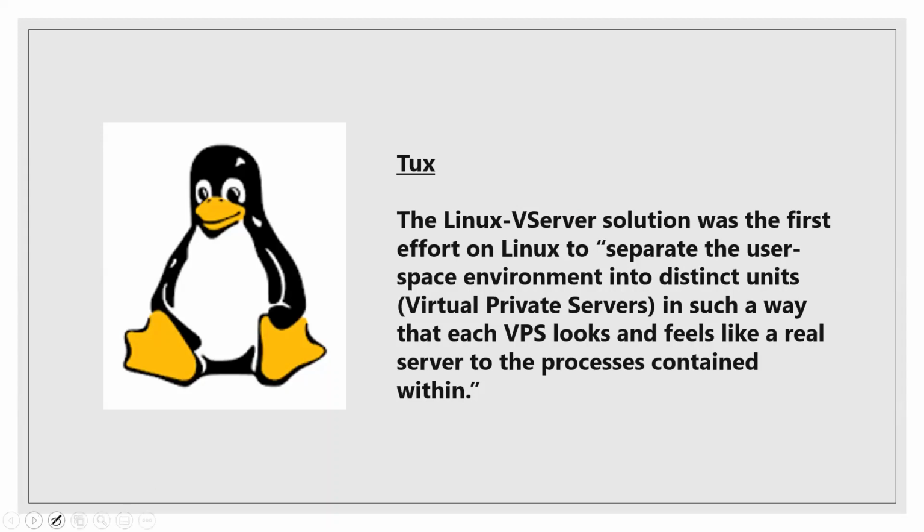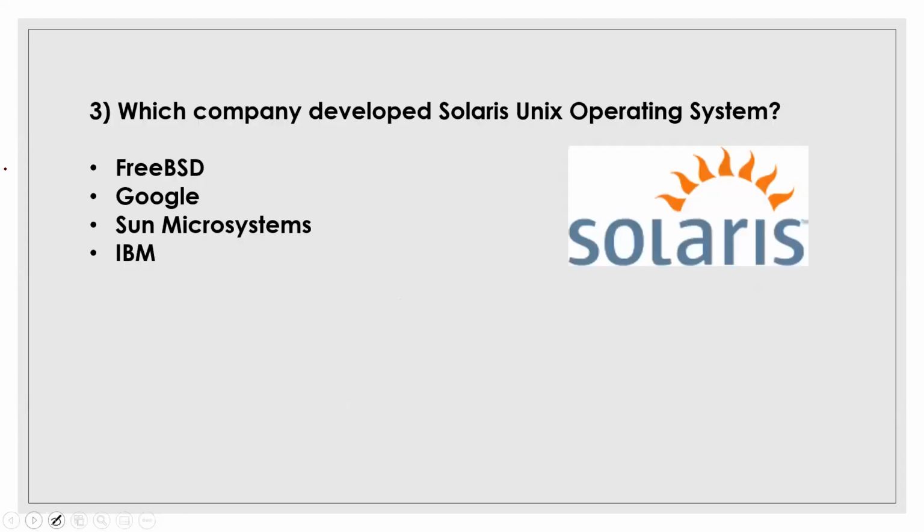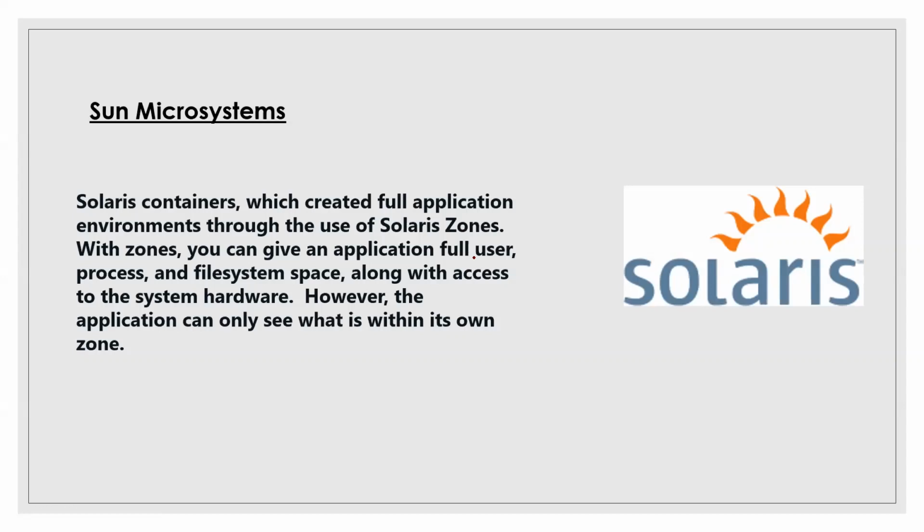The next question is, we'll see. Which company developed the Solaris Unix operating system? Is it FreeBSD, Google, Sun Microsystems, or IBM? Okay, so I think Ali Ansari, you got it right. It's Sun Microsystems. So it was a third company, which was a part of the whole history of it.